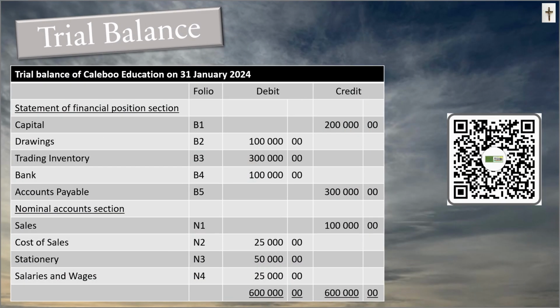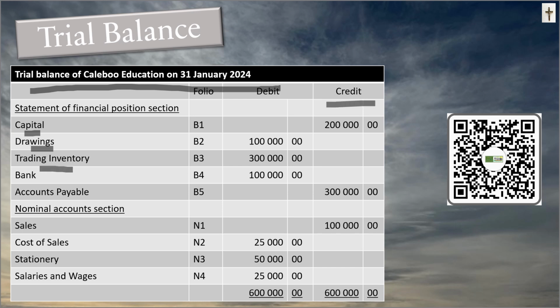This is an abbreviated trial balance, just to demonstrate to you what a trial balance looks like when it's done and what it consists of. But a trial balance is done at the end of each month, and the balances are taken from the general ledger of all these accounts.